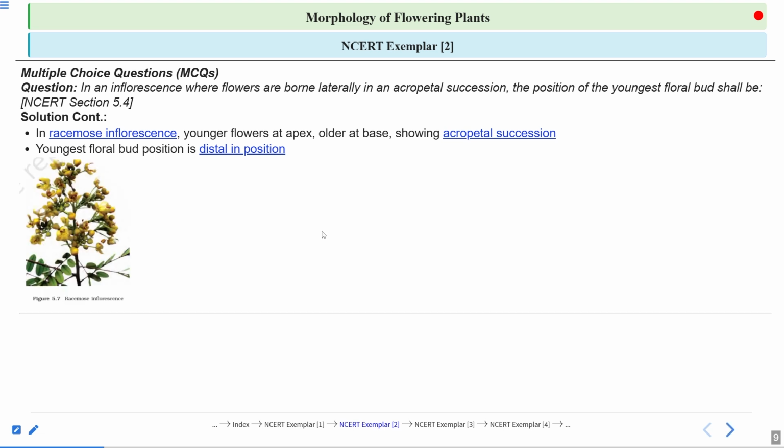This is one of the racemose inflorescences that we see in the case of Cassia fistula. So here at the top there will be the youngest flower, and at the base you will see the older flowers. So this youngest flower is distal in position, and the one at the base is called proximal in position.